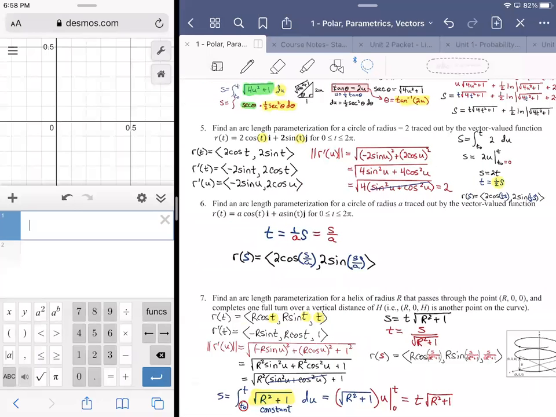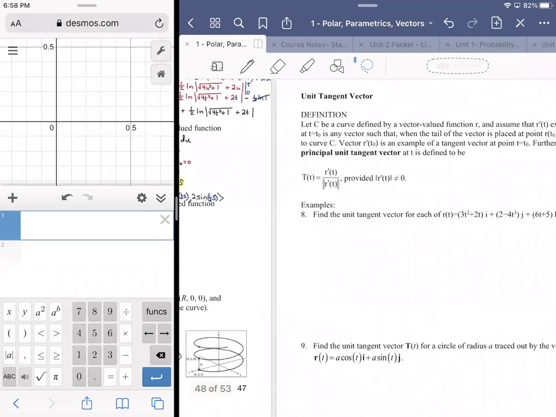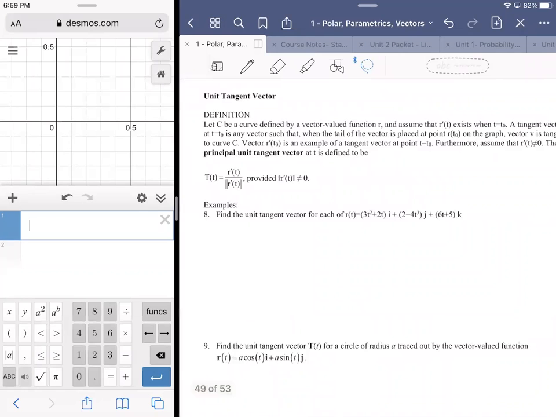Start a fresh one. So we're going to talk about unit tangent vectors and then curvature. Then we'll get into some application questions.